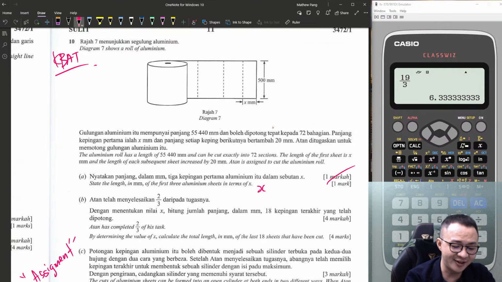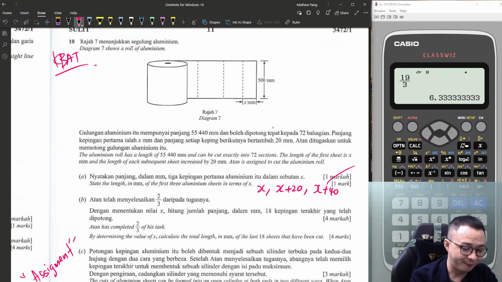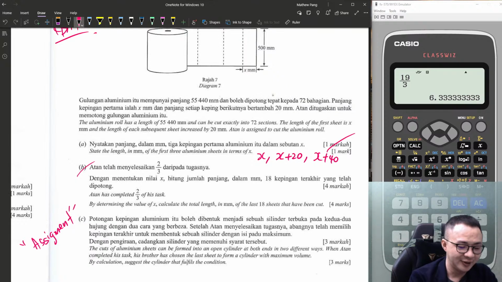The first term is x, the next one is plus 20, right? The next one is plus 20 again, so plus 40. This one is considered a very kind 1 mark question. Atan has completed 2/3 of his task. By determining the value of x, calculate the total length of the last 18 sheets that have been cut. When I first did this one, I literally skipped the first sentence, so my final answer actually got wrong.